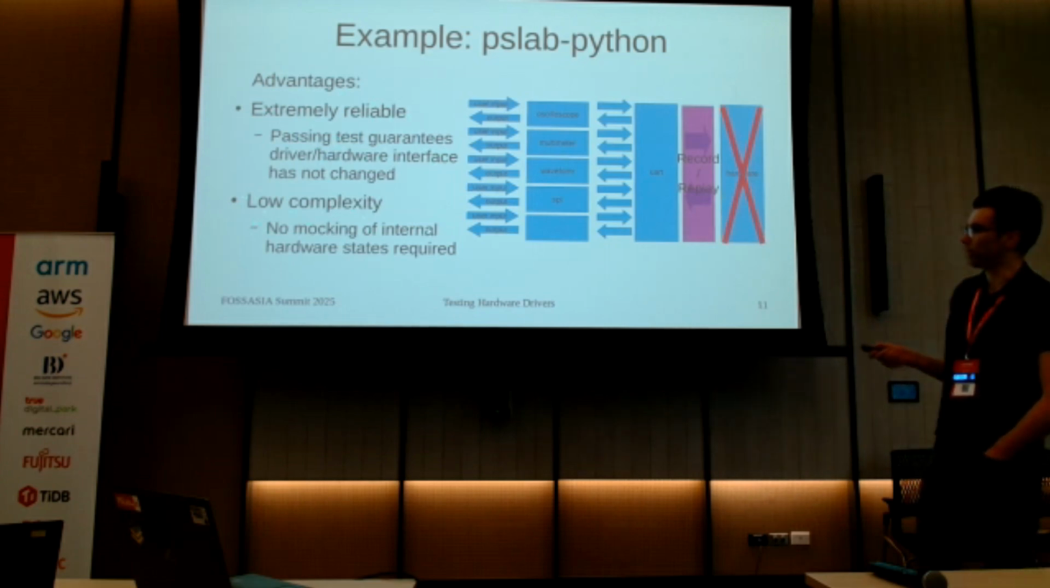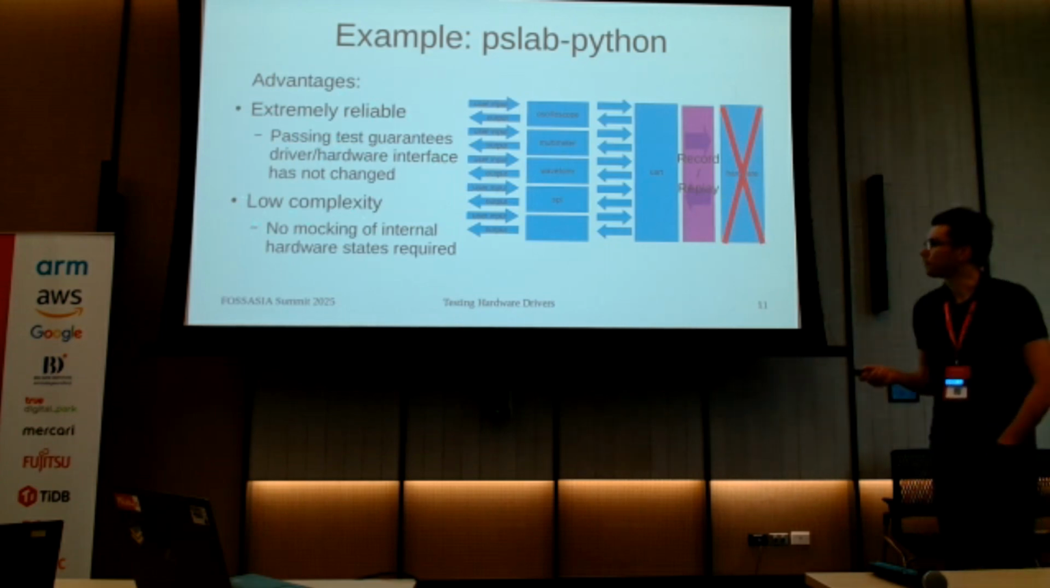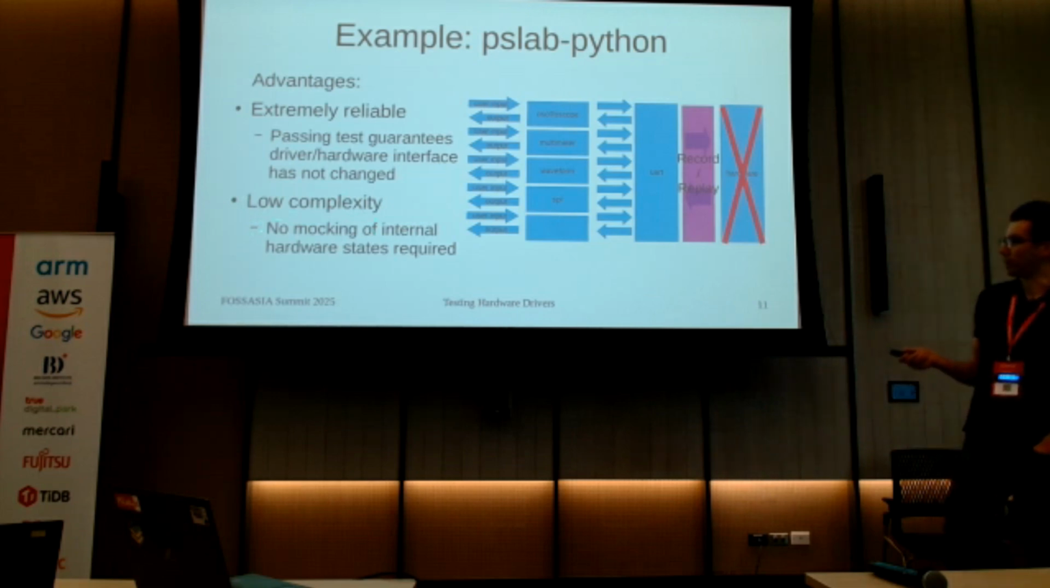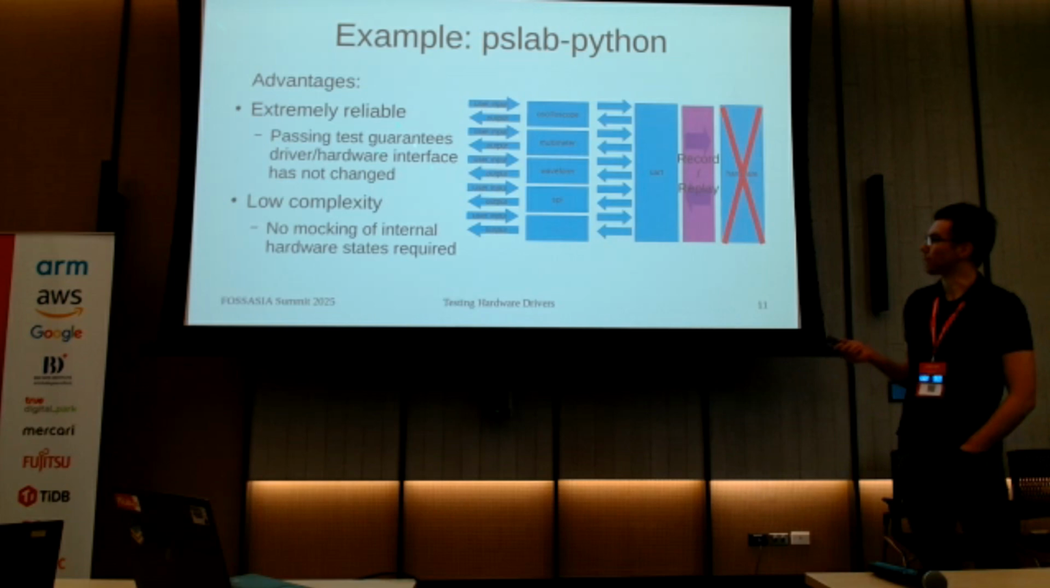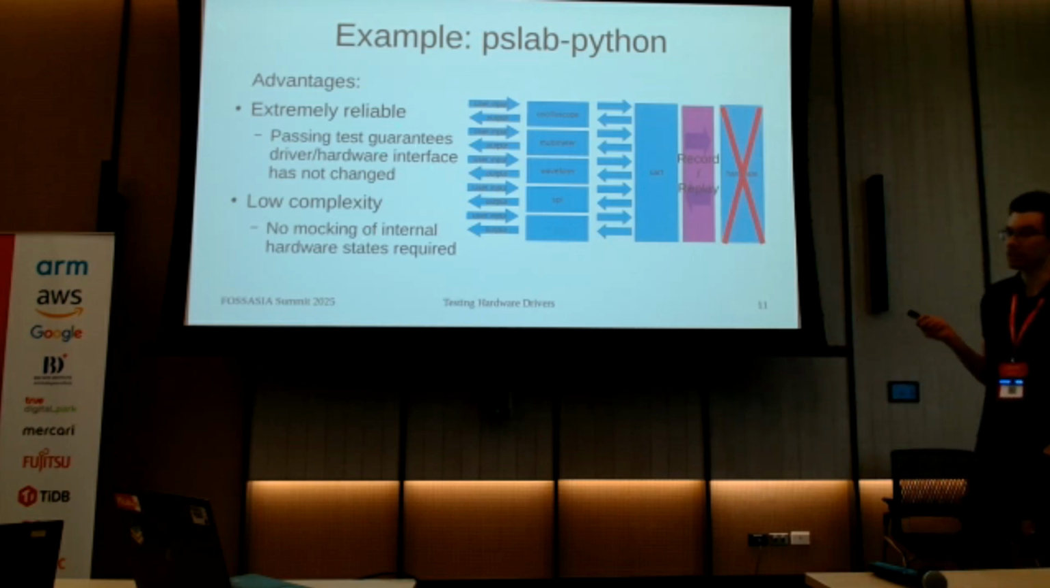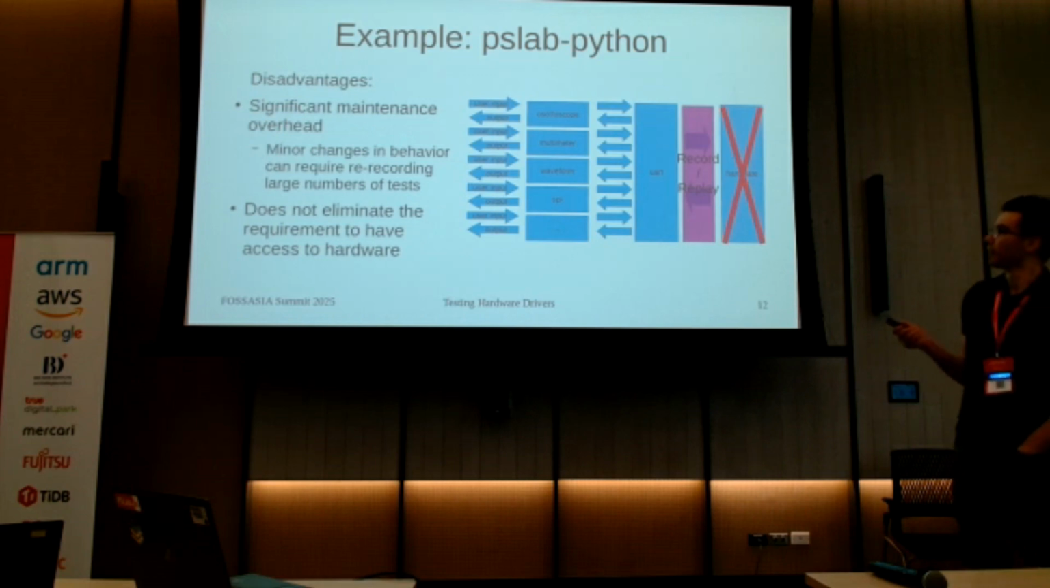It's also low complexity. Mocking interfaces is a notoriously difficult problem, but just recording and replaying traffic is really very simple. There's no real need to model internal hardware states. You just record and replay. So in that sense, it's both reliable and simple, but it has some drawbacks, some quite significant ones, it turns out.